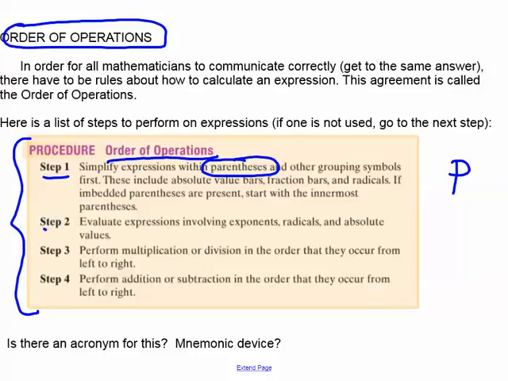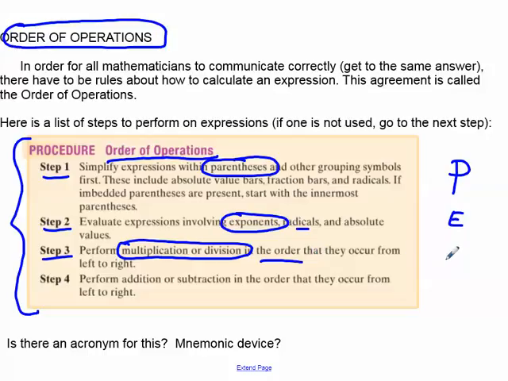Step 2 says that we're going to evaluate expressions including exponents. Exponents include radicals and absolute values, things like that. So you evaluate those exponents next. Here is my exponent, and I'm going to write down an E as a reminder. Step 3 is perform multiplication or division in the order that they occur from left to right. So here's my mnemonic device, multiplication or division. And I'm going to write a little arrow here that says we've got to evaluate these from left to right.